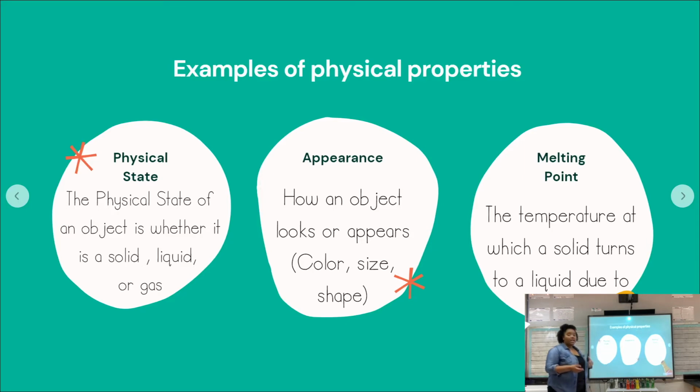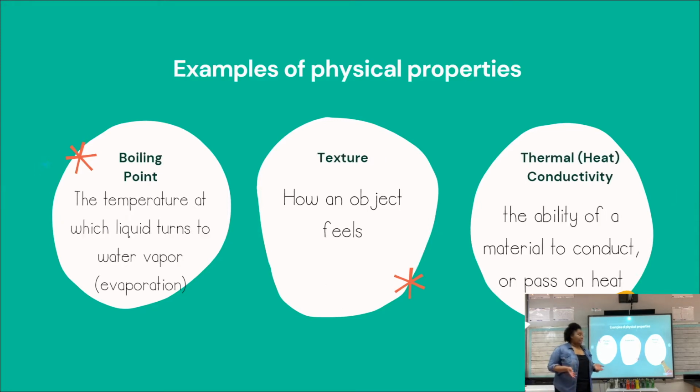The appearance, how an object looks or appears, its color, its size, its shape. Those are physical properties. Melting point, that is the temperature at which a solid turns to a liquid due to heat.